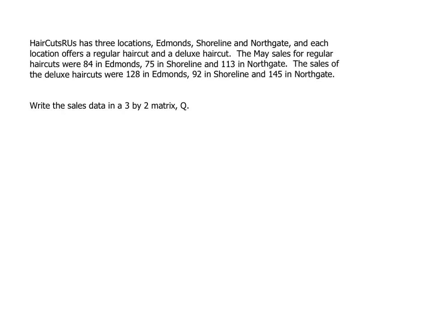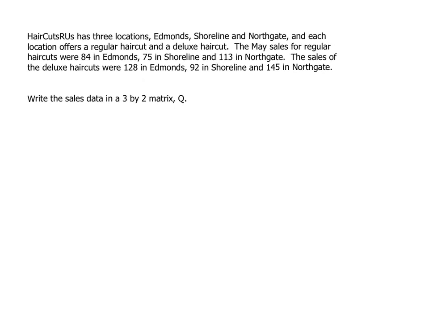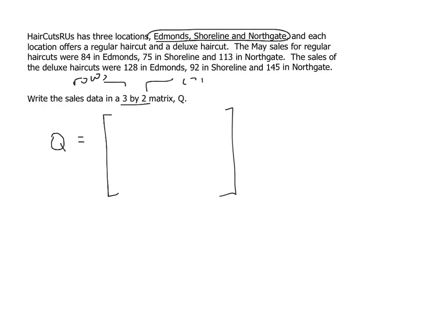We're supposed to write the sales data as a 3x2 matrix. What we're going to do is make a matrix here. So it's 3x2. The 3 is our rows and the 2 is our columns. So we're going to have 3 rows, 2 columns. Now, this tells us how we're supposed to organize our matrix, because in this scenario, we have 3 stores and 2 types of haircuts. Our columns have to be our types of haircuts, regular and deluxe, and our rows have to be our different locations.